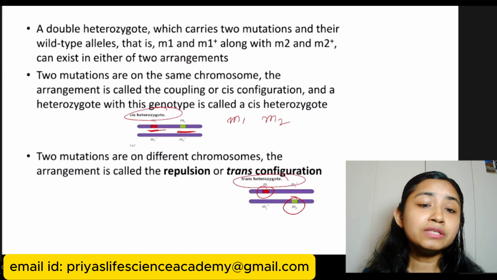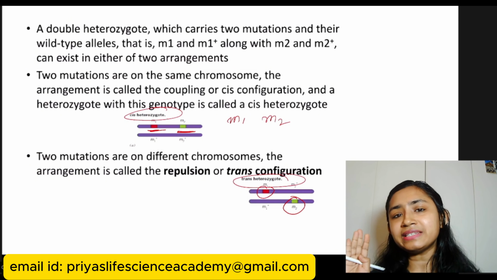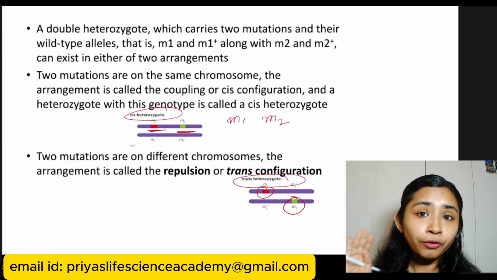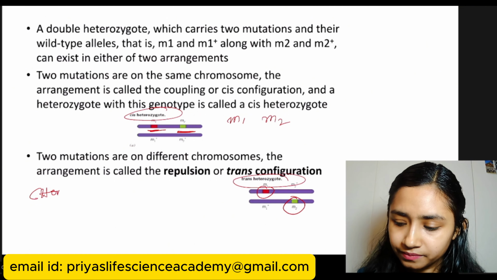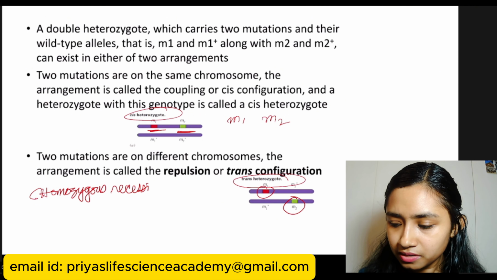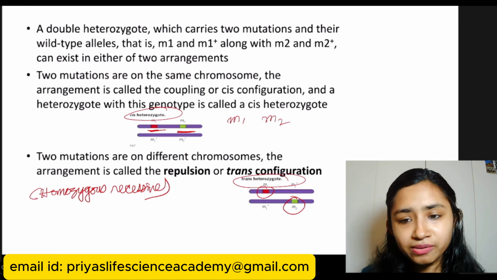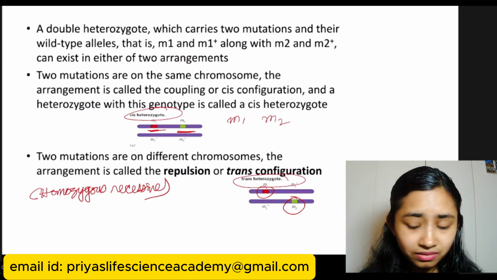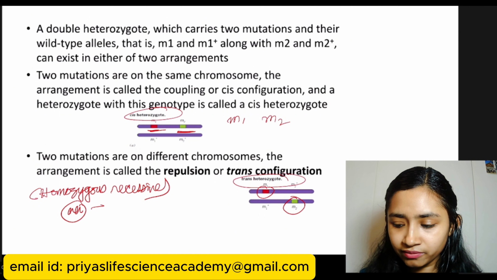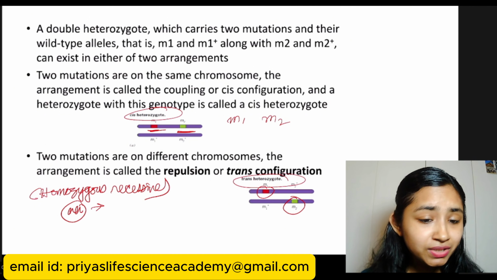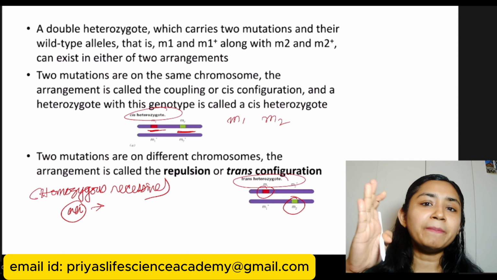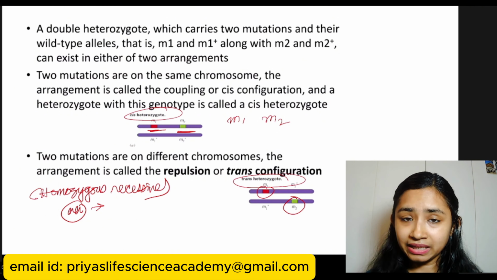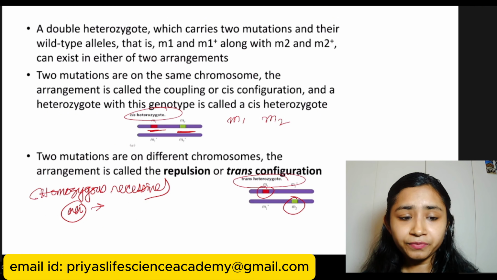Okay, and a very important point to be noted: this complementation test is only applicable for the homozygous recessive condition, because only then can we understand the effect of a mutation. If small a is there, we can understand that there is some kind of mutation, because for a recessive gene to be effective, it needs a double dose. So always remember that the complementation test is only applicable for the homozygous recessive condition.